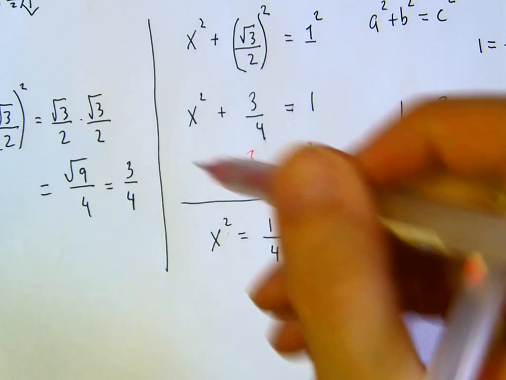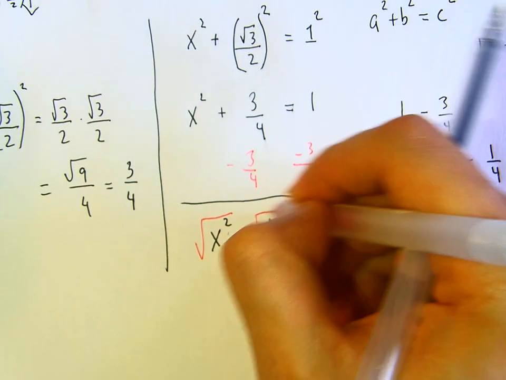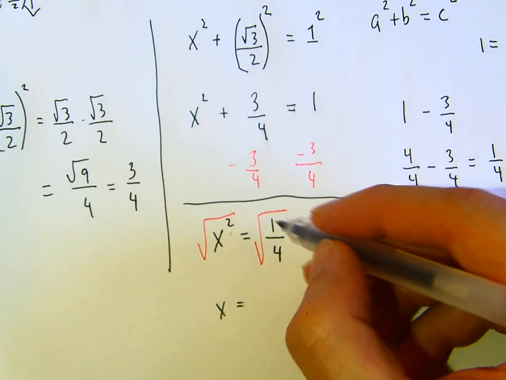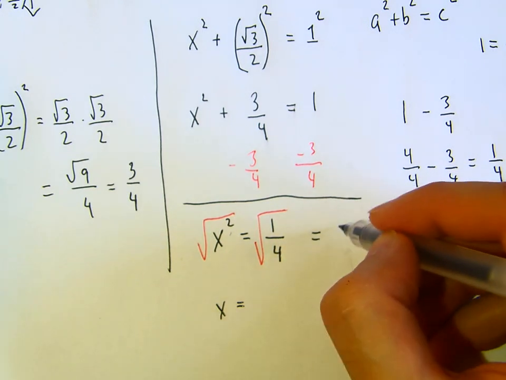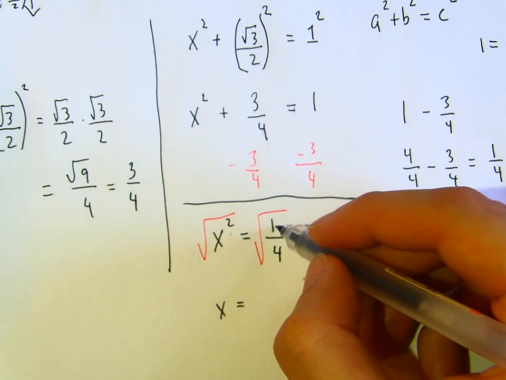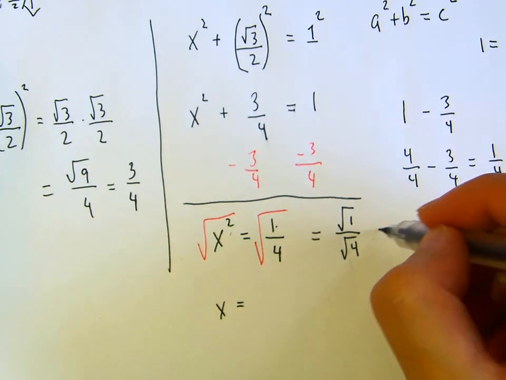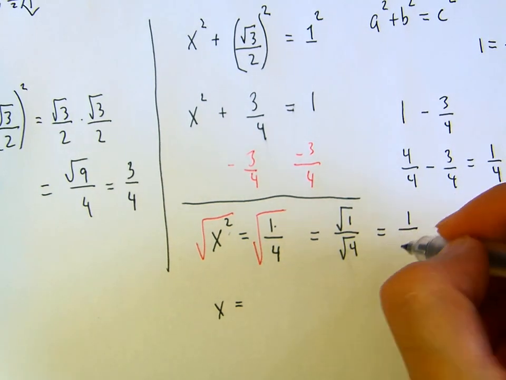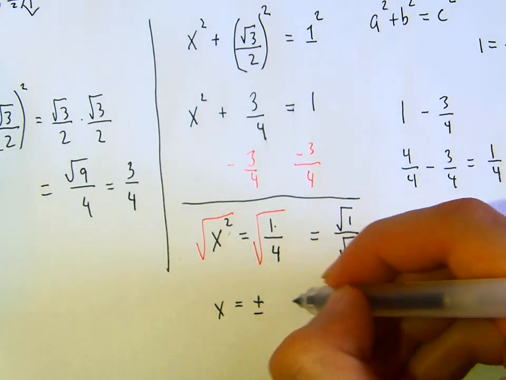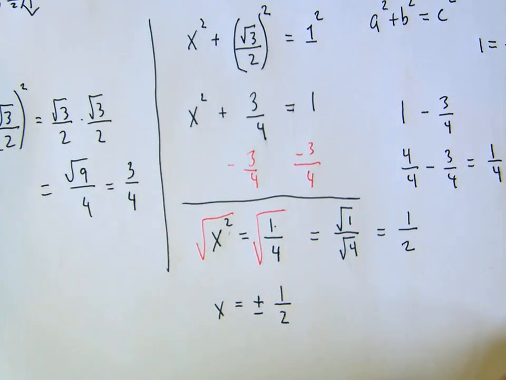Now how do you actually continue? We're going to take the square root. Now we have x is equal to, notice, what's the square root of 1 over 4? It's the square root of 1 over the square root of 4. You're going to take the square root for the numerator and the denominator. What's the square root of 1? It's 1. What's the square root of 4? It's 2. So notice that x is equal to plus or minus 1 over 2.